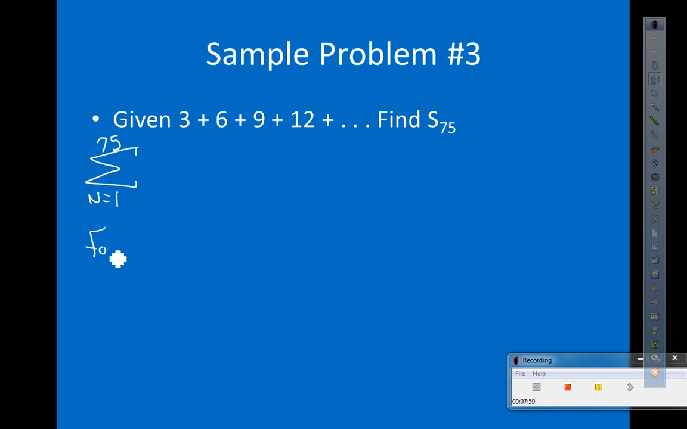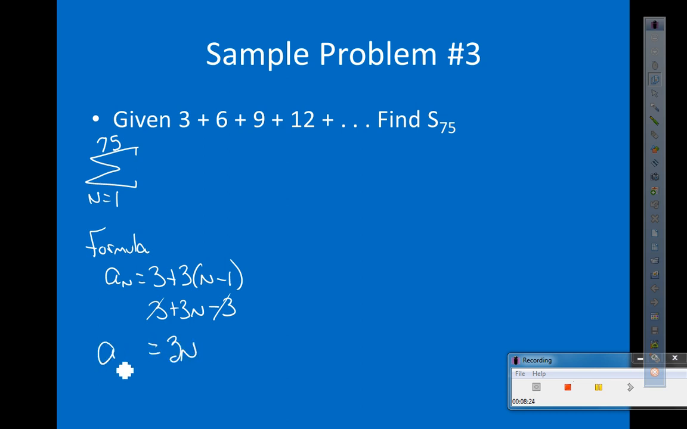Now let's come and get your formula. A sub n equal 3 plus, looks like my difference is also 3, n minus 1. So I've got 3 plus 3n minus 3. Once I simplify, those are out of there. It looks like my formula, guys, is just 3n. Oh, let me make sure that's right. 1, 2, check. 3 times 1 is 3. 3 times 2 is 6. Okay, that's the right formula. There's no plus or anything after that.